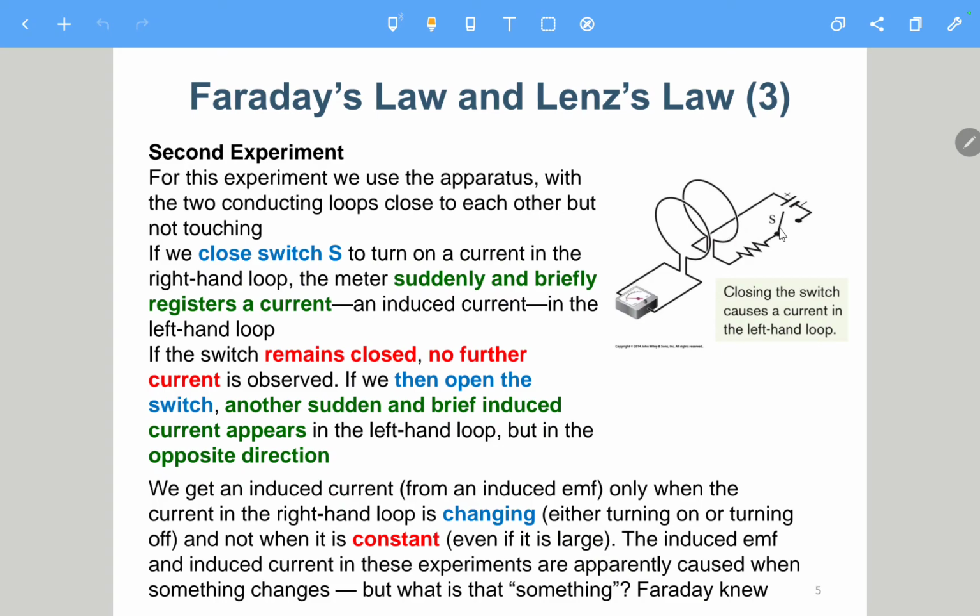It is somehow similar to the movement of the magnet bar. So we get induced current only when the current in the right hand loop is changing and not when it is constant. So whether it generates current in the left hand loop is related to whether there is any change of current, or actually change of magnetic flux, on this loop.